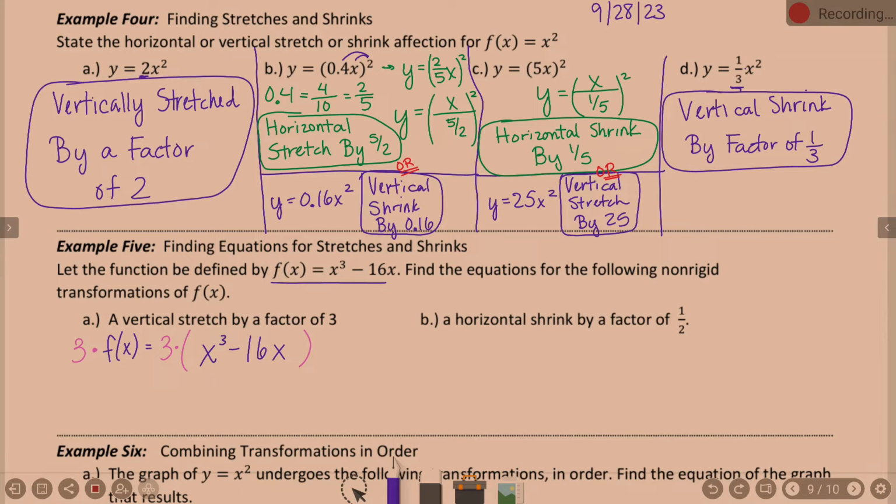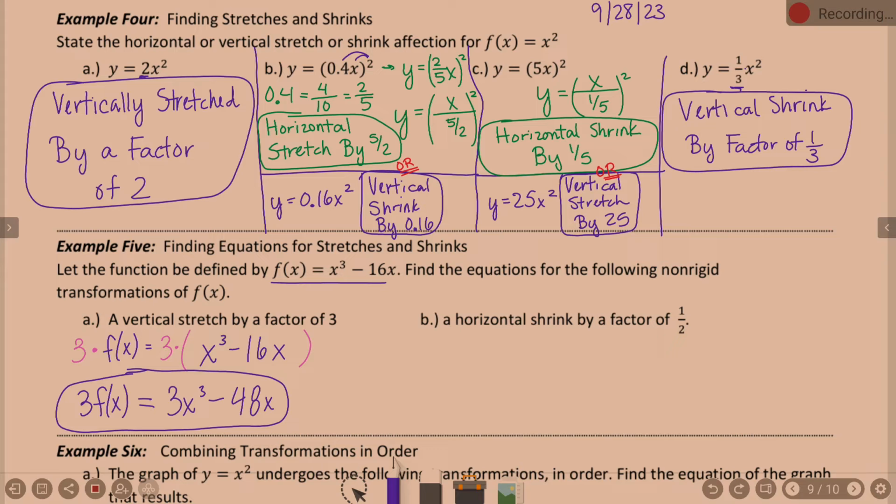Okay, so if we do that and we clean it up, take that 3 and distribute. 3 times x cubed is 3x cubed minus 3 times 16x is 48x. And that would represent a vertical stretch by a factor of 3 on that equation. Okay.